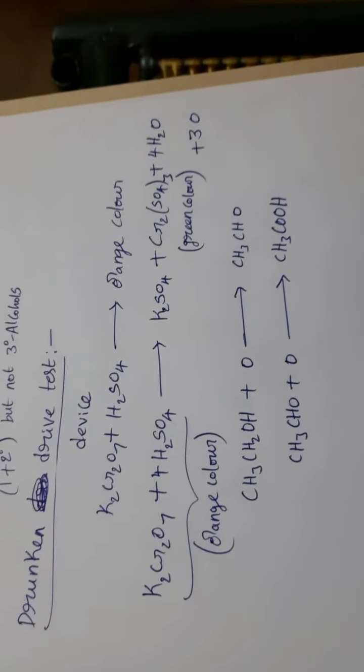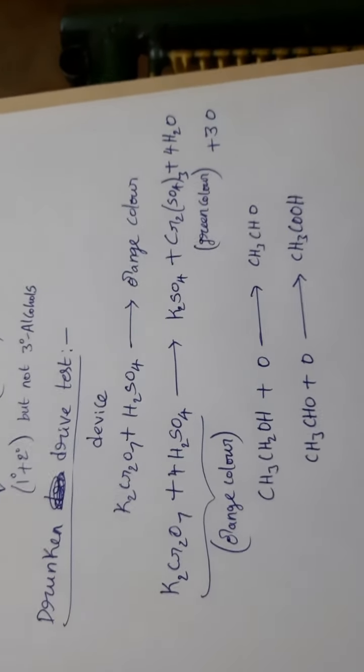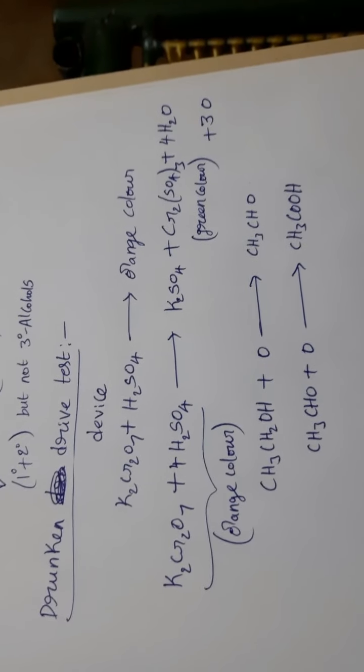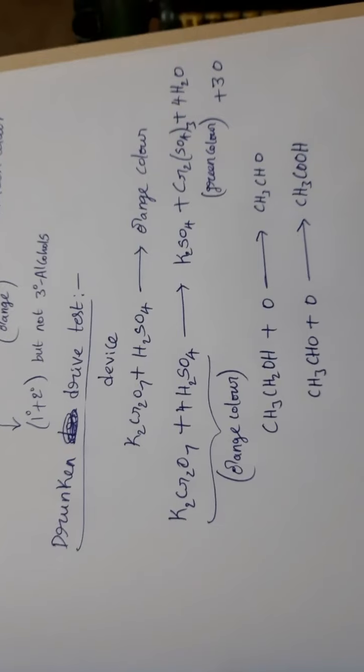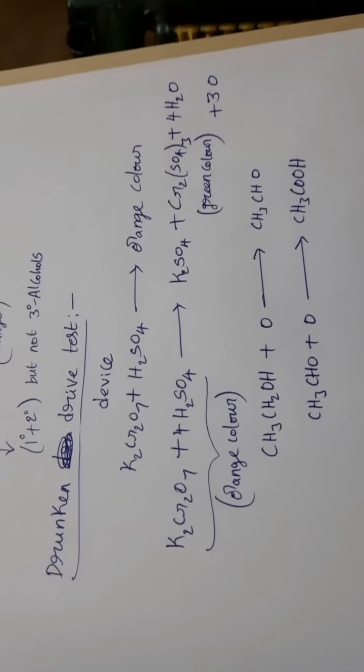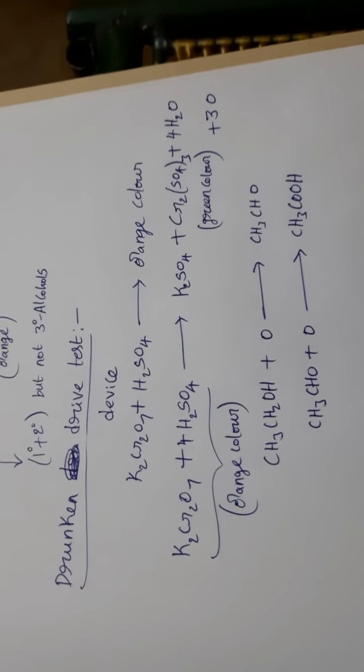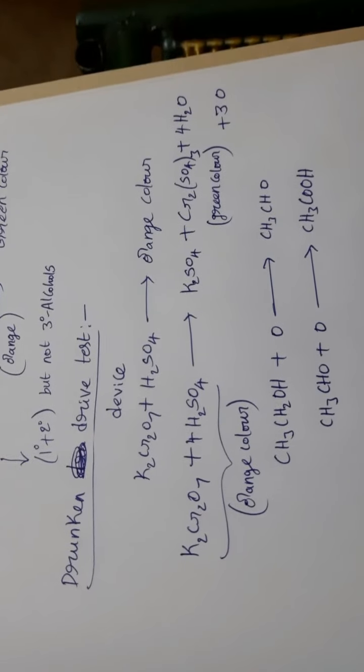In this way, when we get green color in the device, then the police confirmed that that particular person consumed alcohol. Otherwise, he has not consumed alcohol. So this is the drunk and drive test.